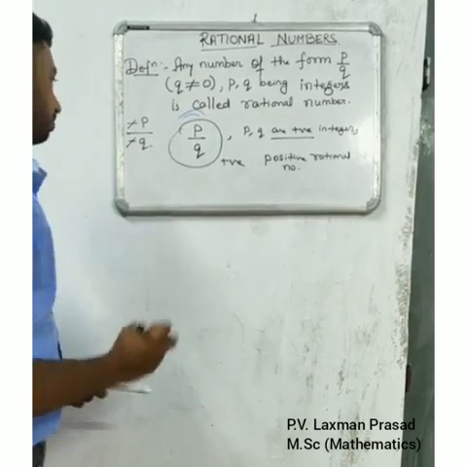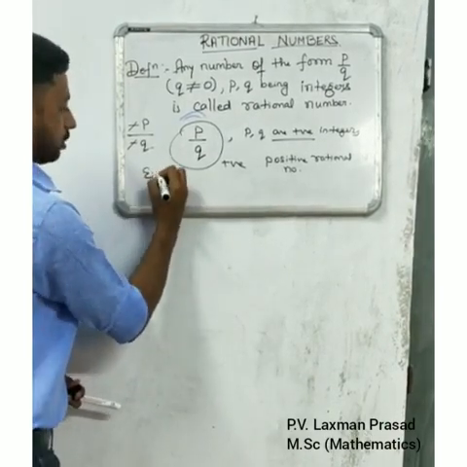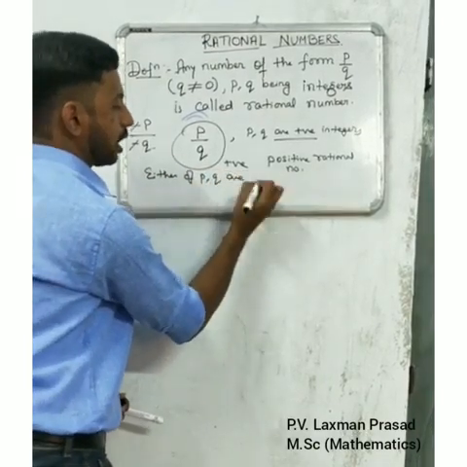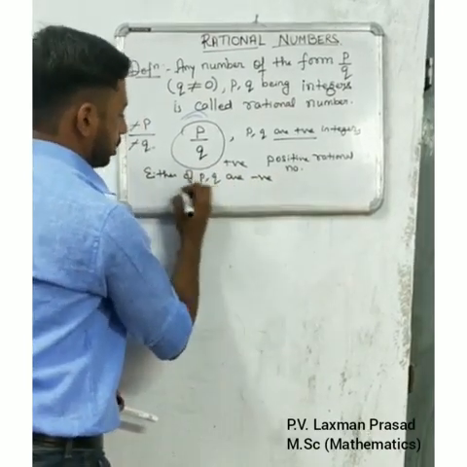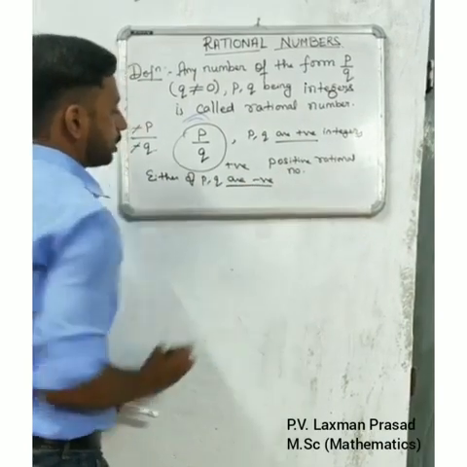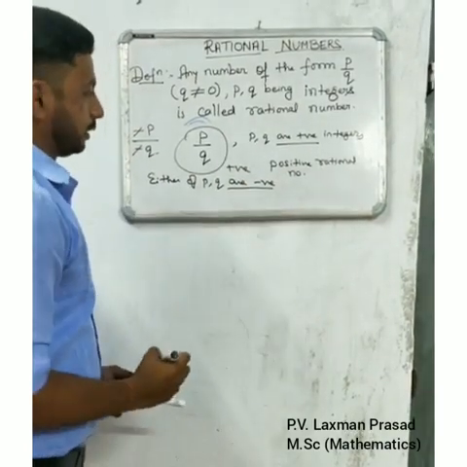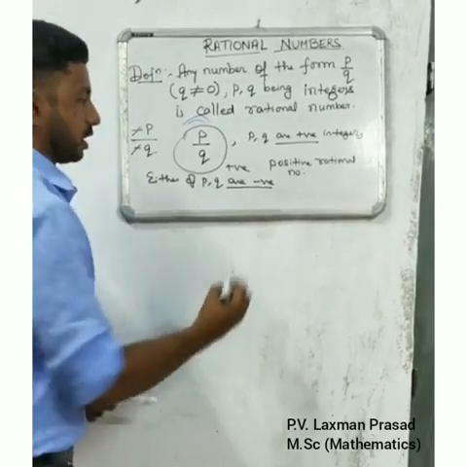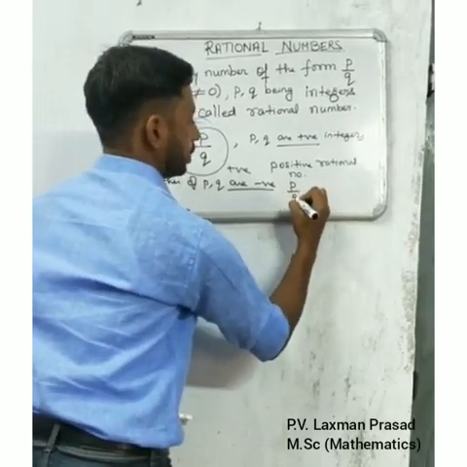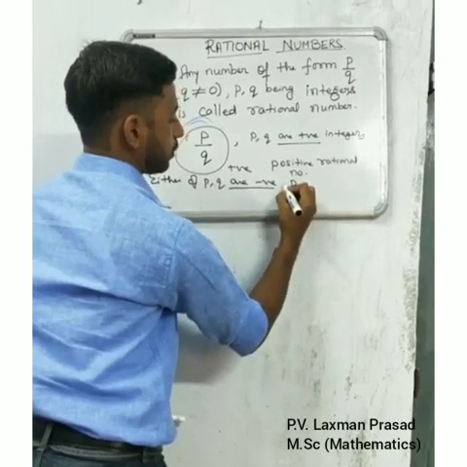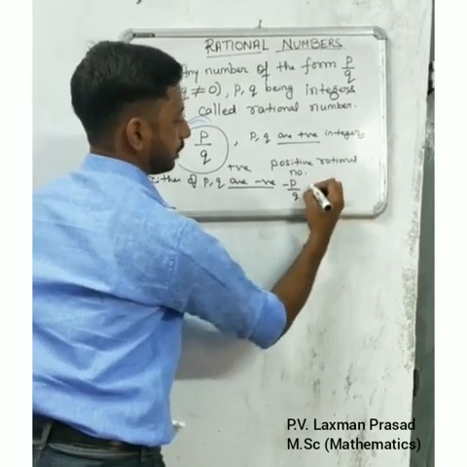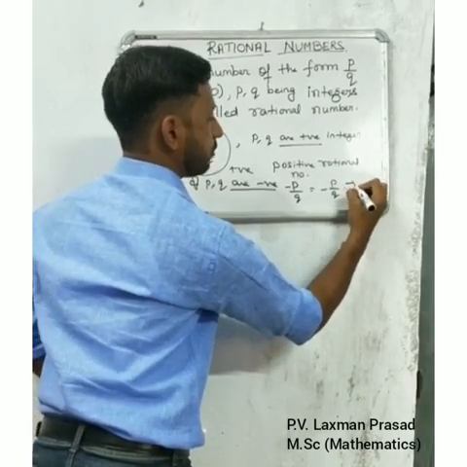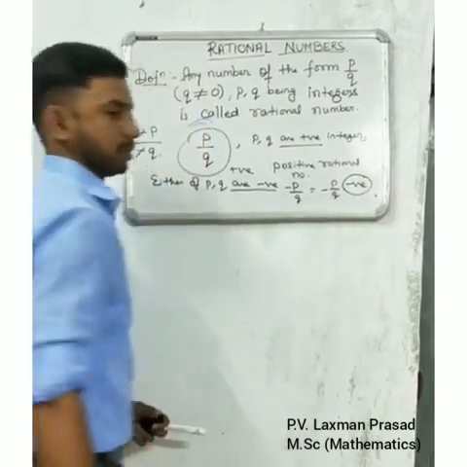But if either of p and q is negative, then definitely p by q will be termed a negative rational number. Suppose we take the numerator as negative, then this can be written as minus p by q, which is a negative rational number.